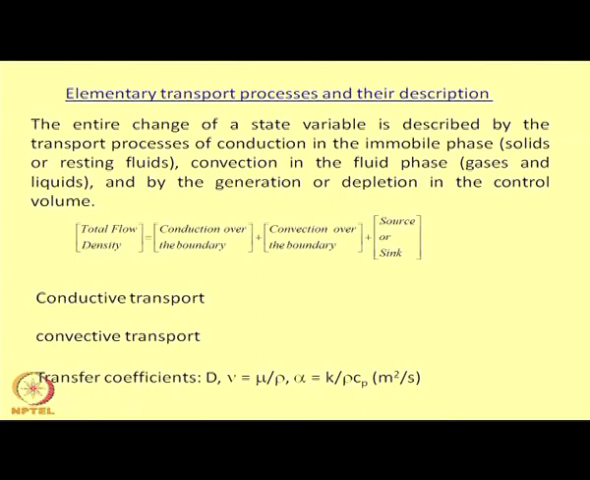And the transfer coefficients are defined as the diffusivity D, the kinematic viscosity which is mu by rho, and the thermal diffusivity which is k by rho Cp, where k is the thermal conductivity, rho is the density and Cp is the heat capacity. All 3 transport coefficients, namely the diffusivity, the kinematic viscosity and the thermal diffusion coefficient, have units of meter square per second.